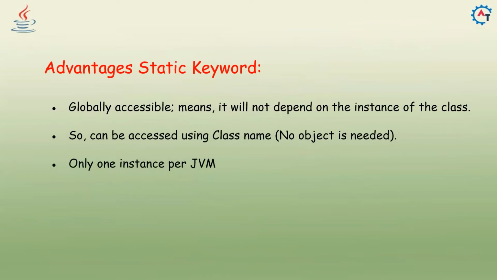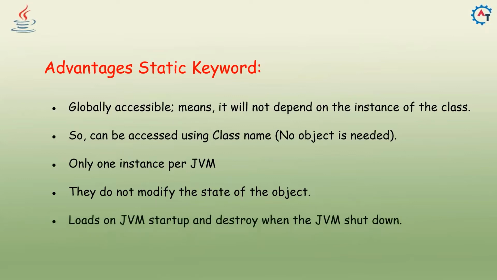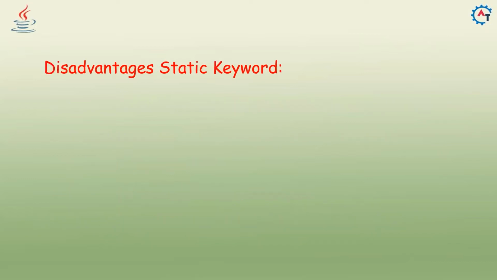Only one time in the class memory it will be created, so there is no need to create it for each instance. For each instance, we do not need to create that static variable. They do not modify the state of the object. They load on JVM startup and are dropped on JVM shutdown. Those are per-object instance variables; this is at the JVM level.